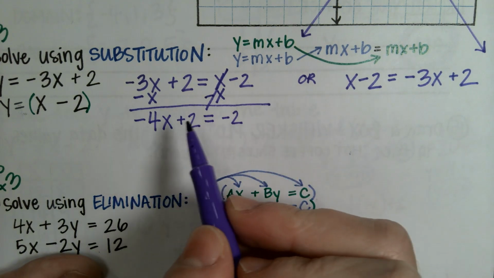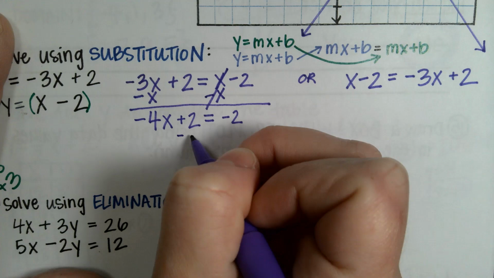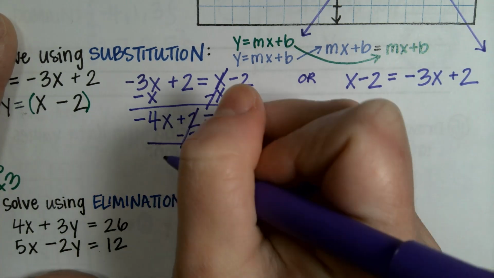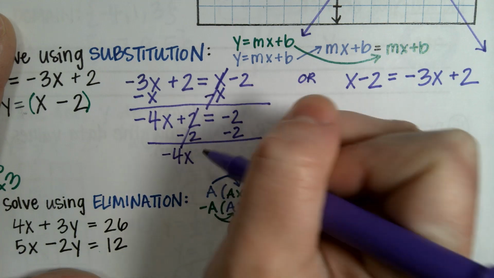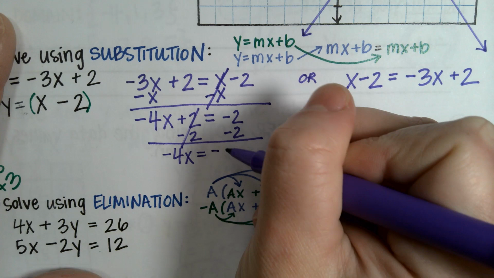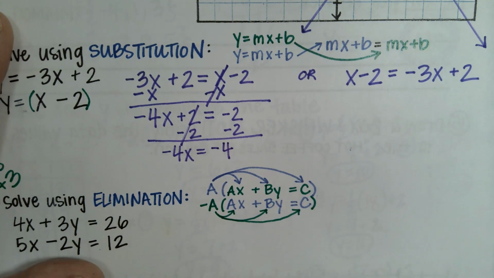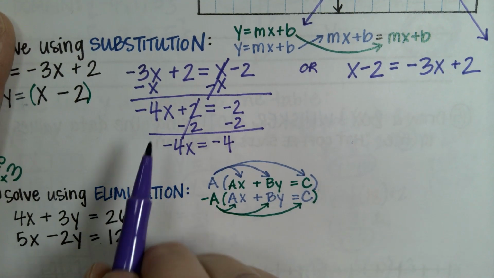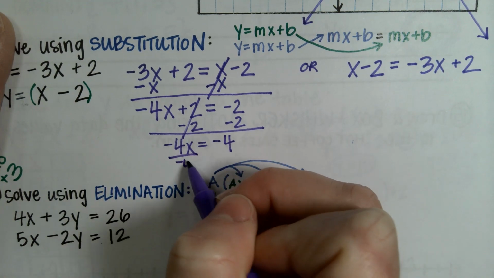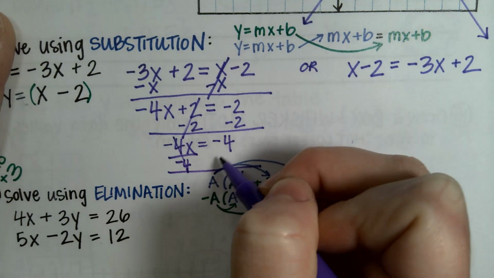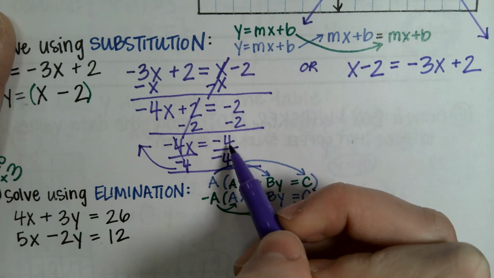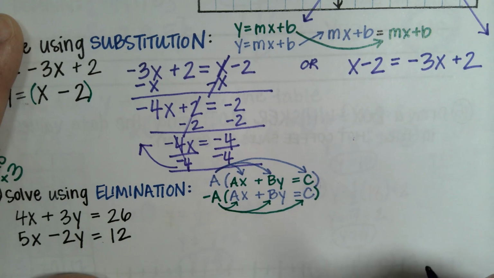Minus 2. So I'm going to subtract 2. Those are going to cancel, and I'm left with negative 4x equals, what is negative 2 minus 2? Negative 4. And I'm down to my last step. What am I going to do to get x by itself? Divide by negative 4 to cancel those. And that is going to give me, what is negative 4 divided by negative 4?